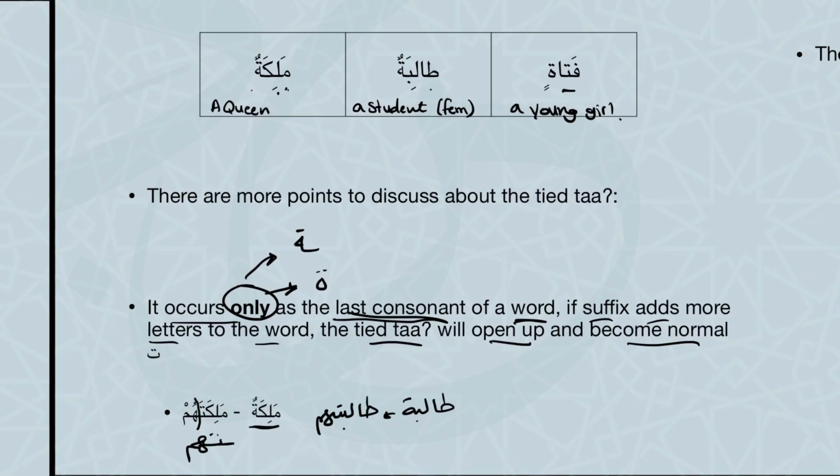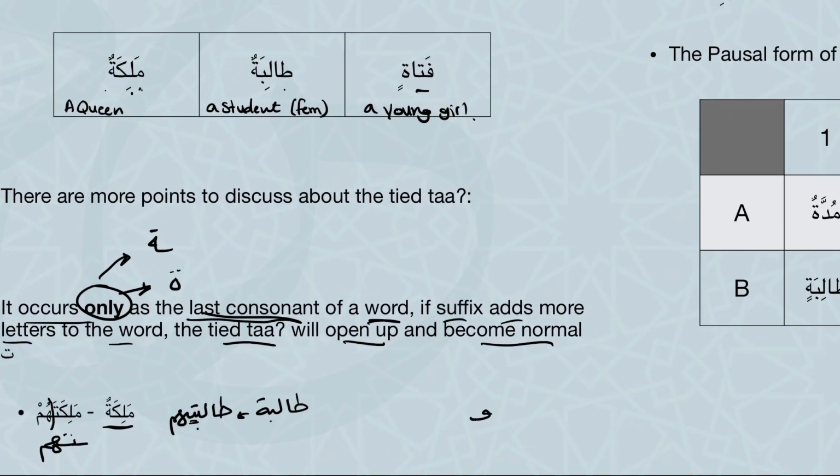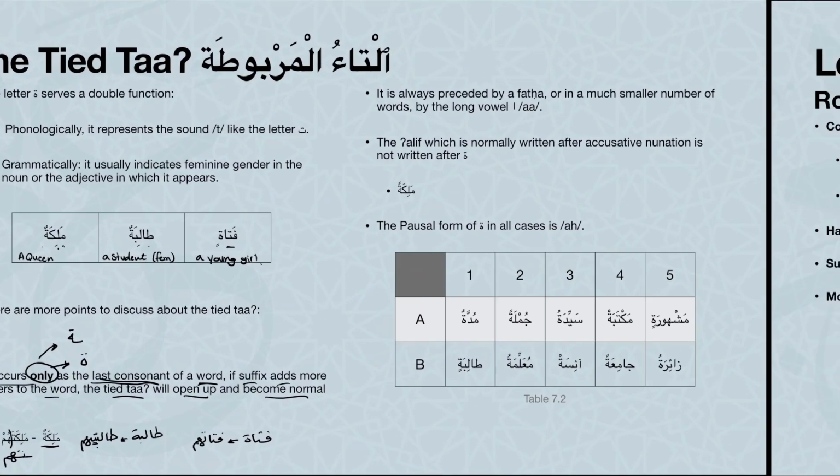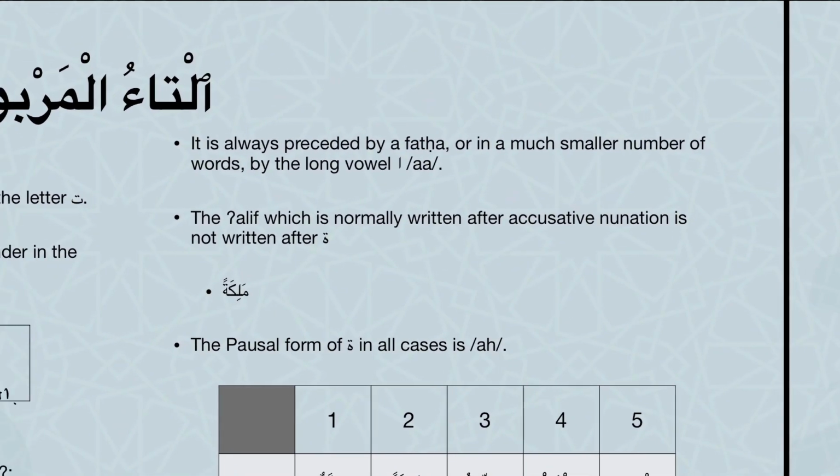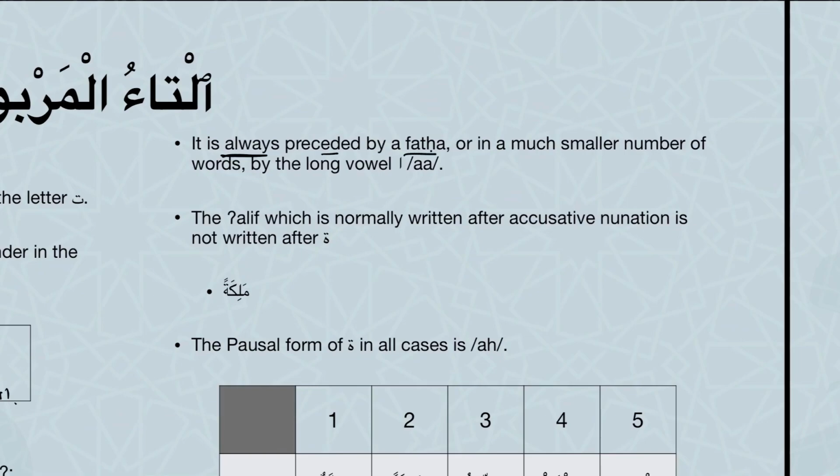طالبتهم. Notice there's a ta here. And same thing with fata. If I write fata, it would be fatatuhum. Fatatuhum, their girl. Again, this is one of the things that might actually help you read unvoweled text: it says that it's always preceded by a fatha, and in a much smaller number of words by the long vowel ah.